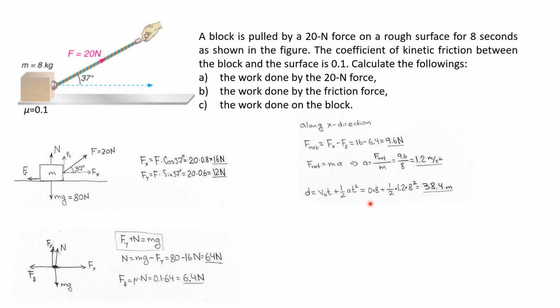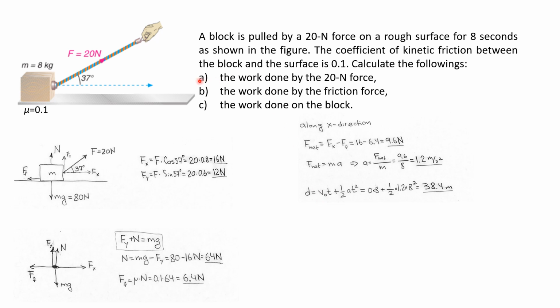It's important to note that even though the problem does not state that the block starts from rest, that's something we assume, right? So initial velocity is 0. Now we have the distance, we have the different forces, right?